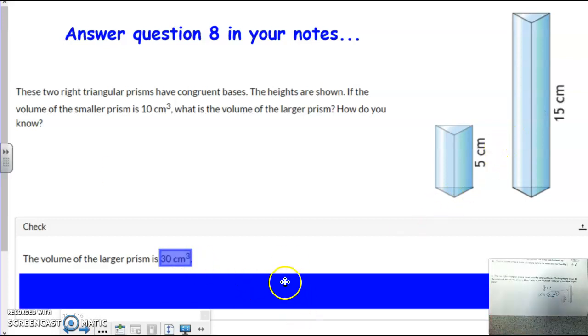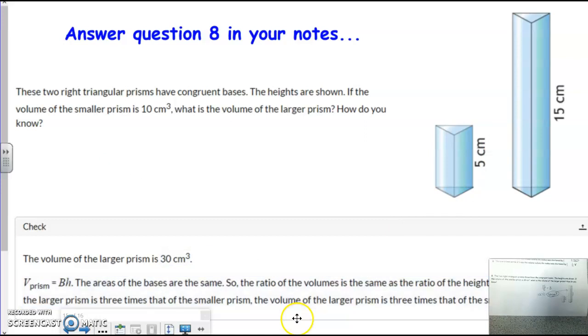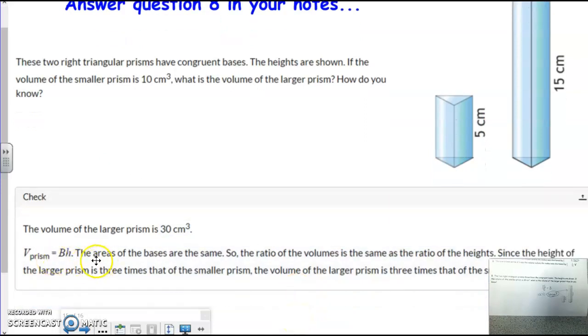And you can see that here. And then here's your explanation. Again, it talks about the height. That's the only dimension that you're changing. So the height's going to be 3 times bigger, which means that your volume is going to be 3 times bigger.